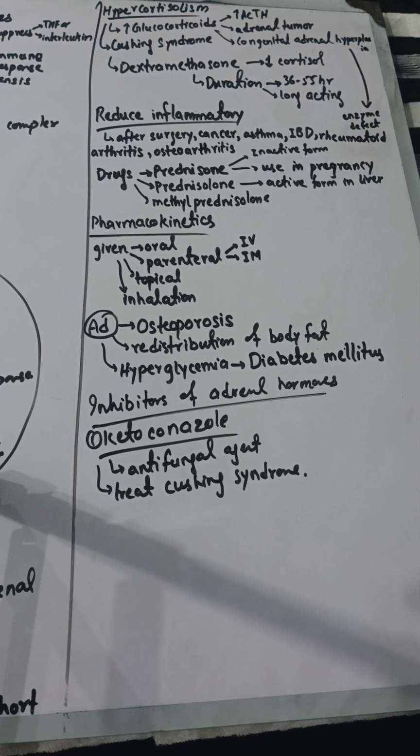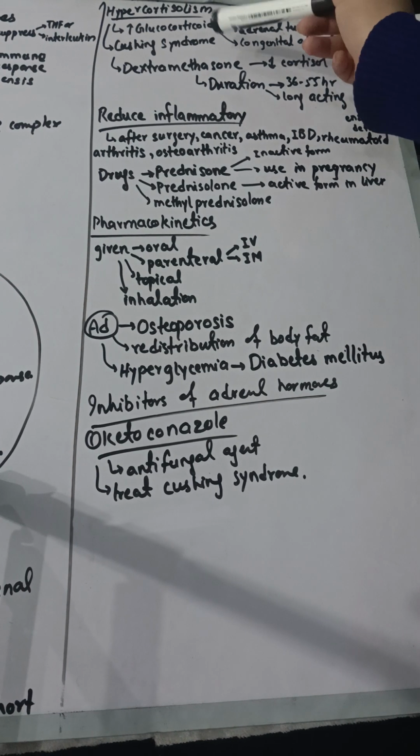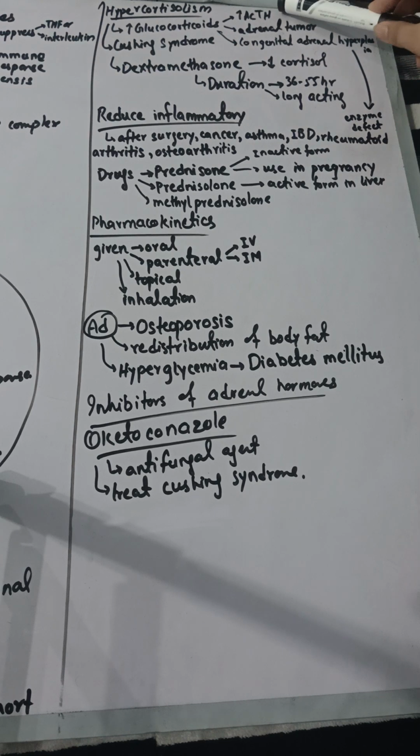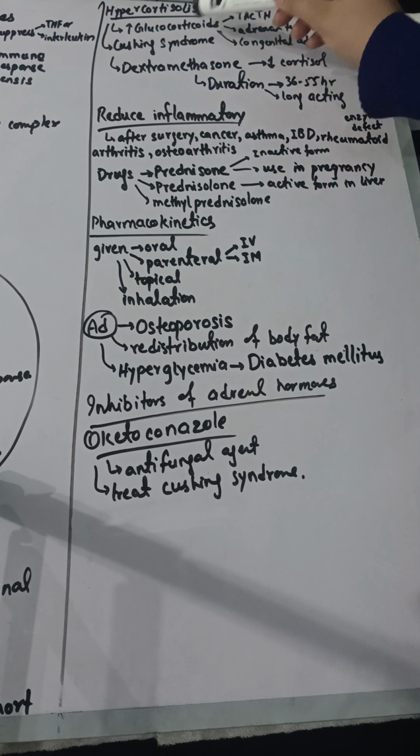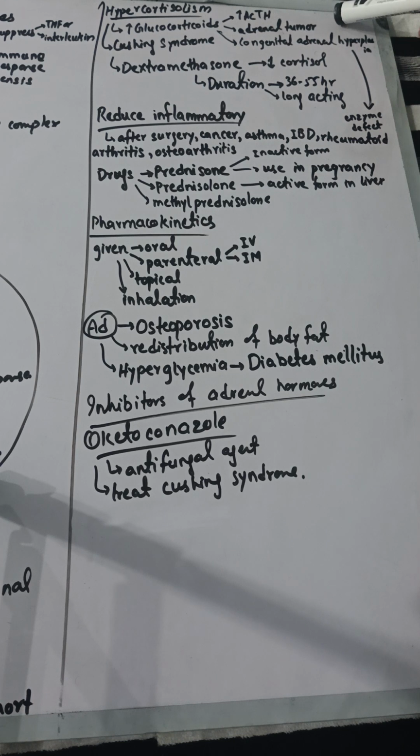So here hypercortisolism means an increase in the level of glucocorticoids. Now you have a very high concentration of ACTH. And what is ACTH? It is the adrenocorticotropic hormone, which is released by the anterior pituitary gland and sends signals to your adrenal cortex to release more and more glucocorticoids. Also, the increase in glucocorticoids can occur due to an adrenal tumor, which can cause high or overproduction of glucocorticoids.